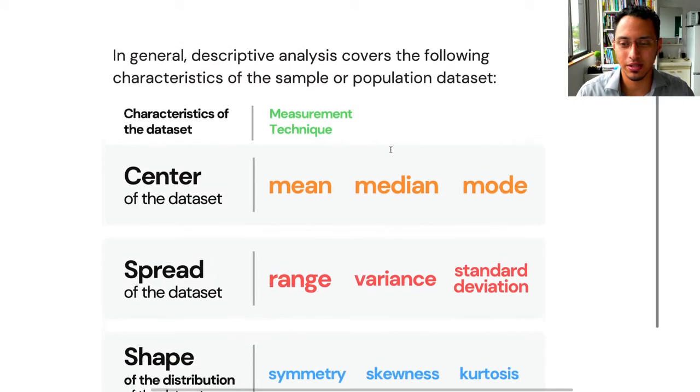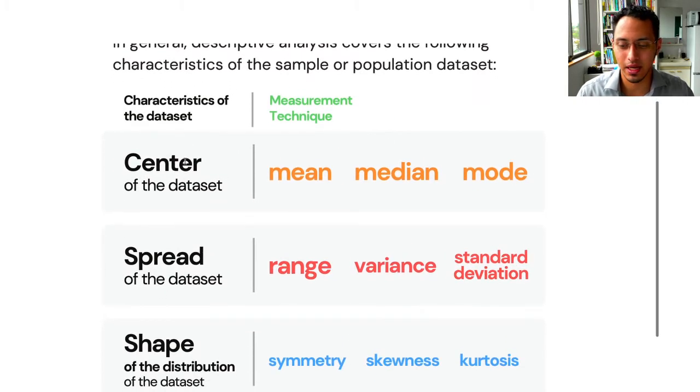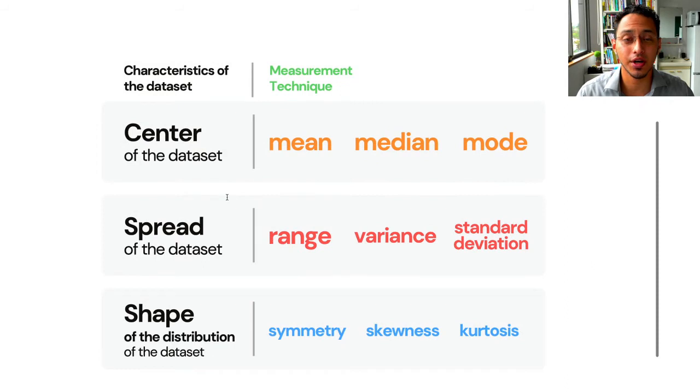The characteristics of the dataset are the ones I wrote in the left part, and the measurement techniques are the ones on the right part. The characteristics of the dataset are divided into three: the center of the dataset, the spread of the dataset, and the shape of the distribution of the dataset. So these nine things are basically the only things you need for descriptive statistics.